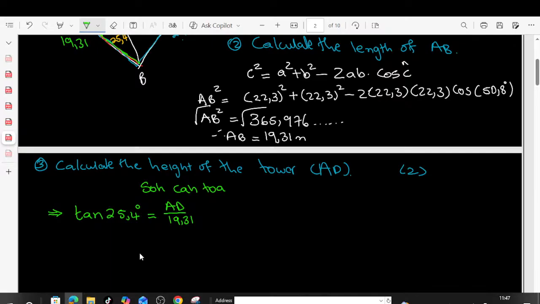If you can manage to get to this point, you can just make AD the subject of the formula. We need to multiply both sides by what? By that 19.31, to get rid of it. Therefore my AD is equal to 19.31 times the tan of 25.4 degrees. Whatever answer you get when you punch this on the calculator should give you AD.